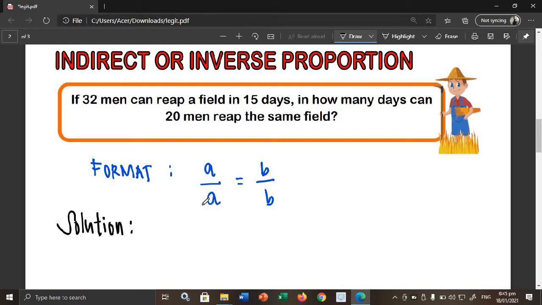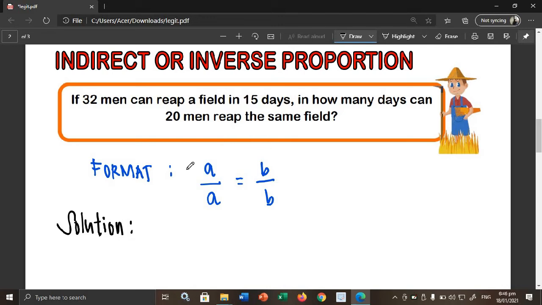First, let's analyze the problem. If 32 men can reap a field in 15 days, in how many days can 20 men reap the same field? If you notice, the 32 men can reap. What is reap? To harvest, something like that. The one field within 15 days, how many days will it take if the number of men becomes 20? In short, the number of men will go down.